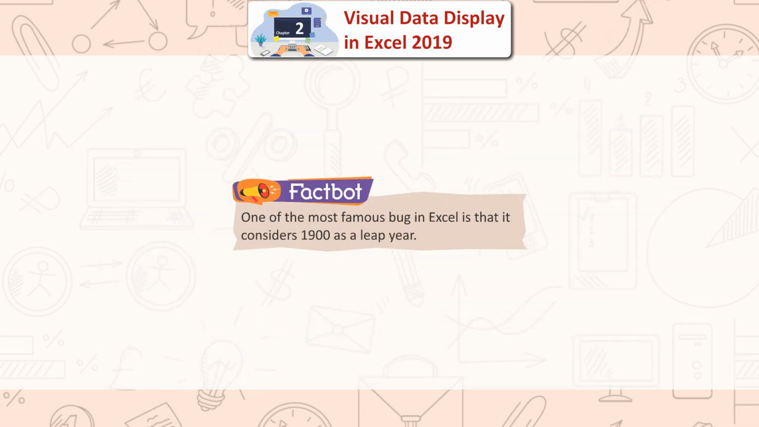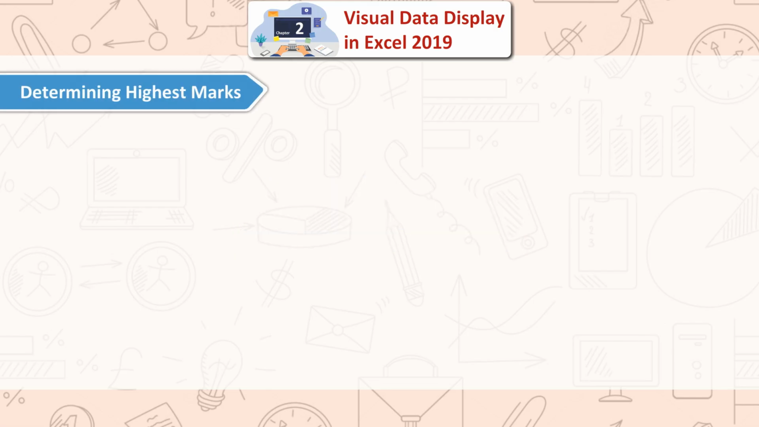Factbot. One of the most famous bugs in Excel is that it considers 1900 as a leap year.